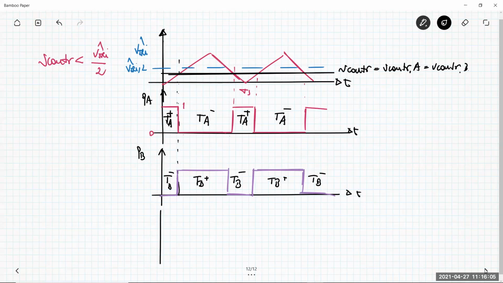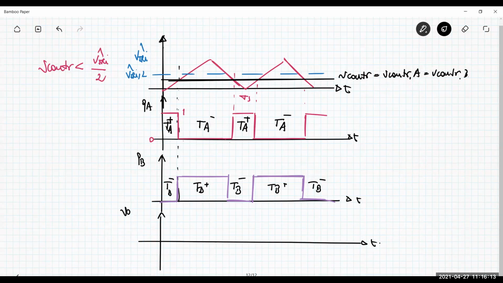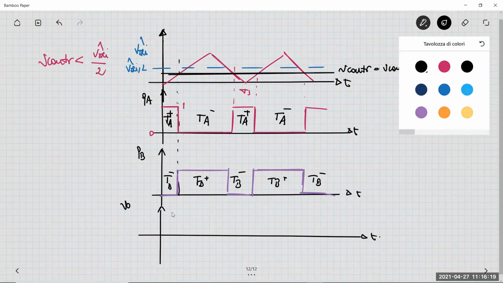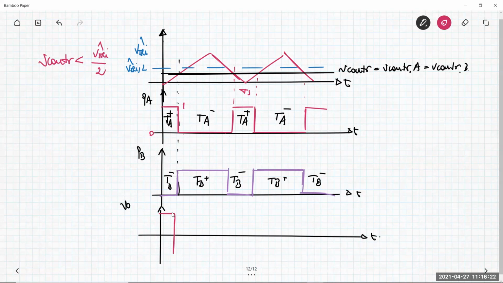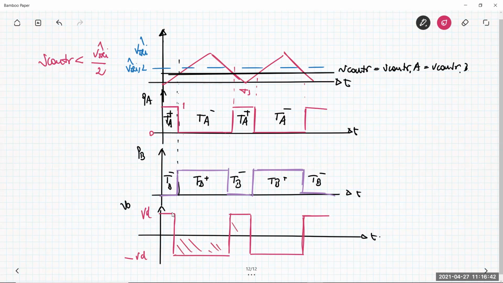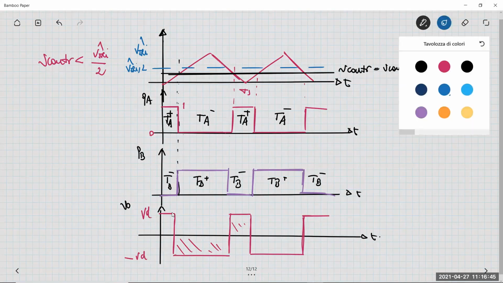Okay, so what happens to the output voltage? The output voltage has a behavior that can be obtained exactly in the same way. So we have to take the difference between the two unit switching functions multiplied by VD. And so you get VD and then negative VD, something like this. As you can see now, the negative contribution here is larger than the positive one, so the average value is negative.